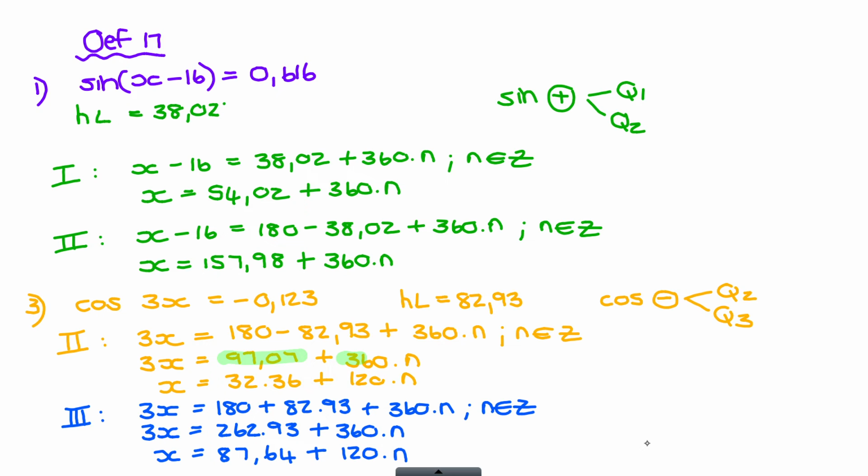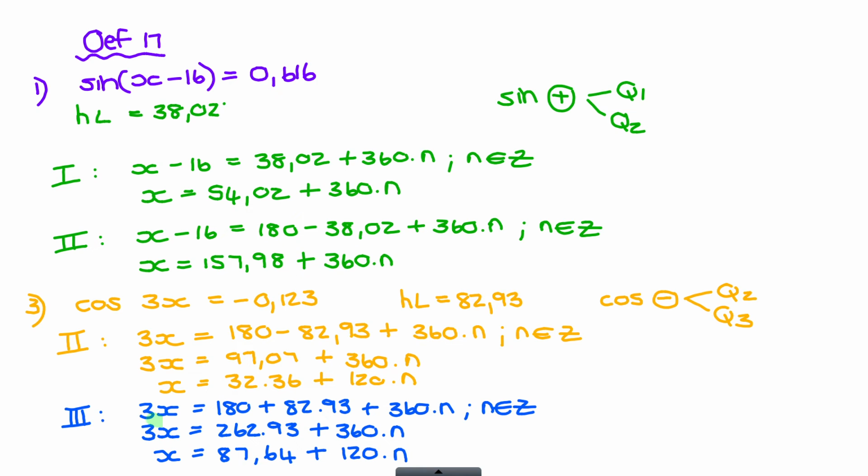Dan gaan jy sien, jy is veronderstel om te kry 120 maal n. Nee, moenie vergeet van daai stapie nie. Right, quadrant 3. Same rules apply, so 3x is equal to 180 plus, that tells me third quadrant, the help angle plus 360n, n element of all integers. So all I do now is I add up these two, and that gives me the 262,93.